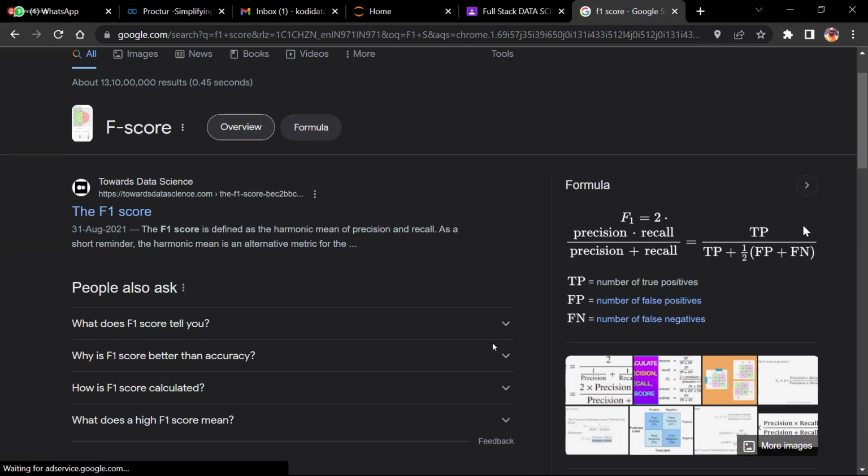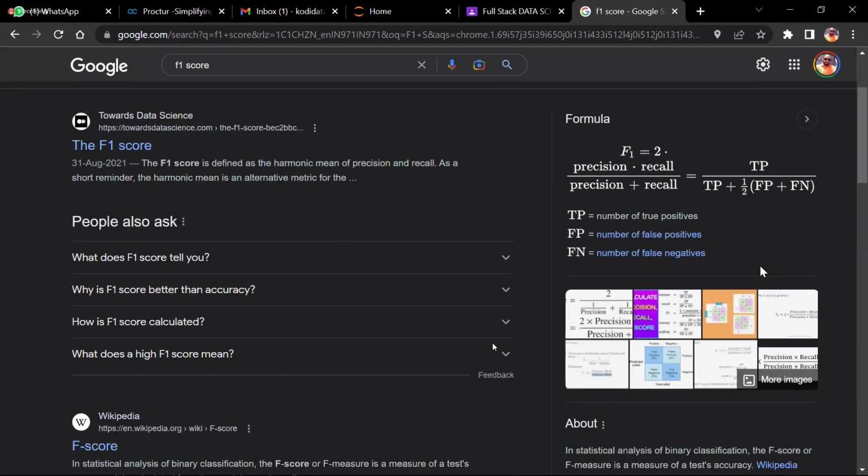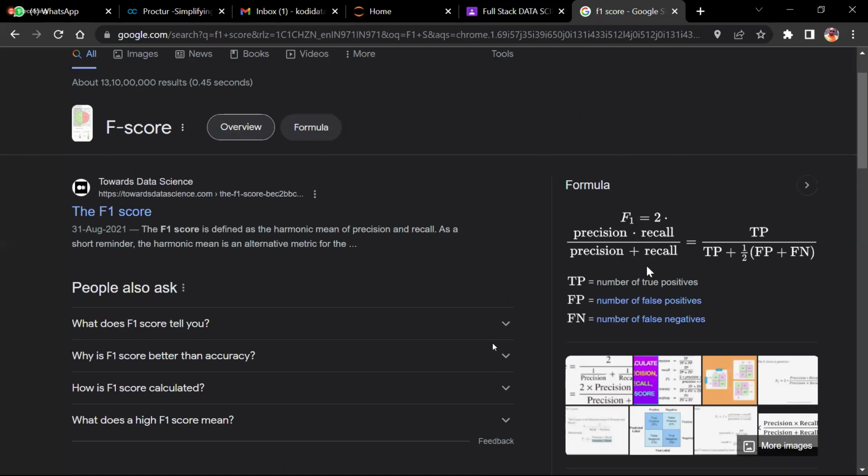Guys, are you getting my point? So just now I explained what is meant by precision, what is meant by recall. When we implement the same things, you get TP by TP plus 1 by 2 FP plus FN. Did you understand or not, guys? The F1 score is defined as the harmonic mean of precision and recall, and it will give you the mean of the data. All those things I will give you in the practical tomorrow so that these things are clear.